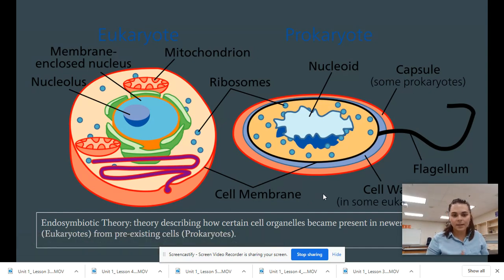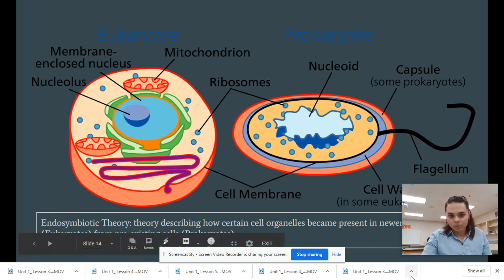On your activity today, you're going to go through and you're going to see a Venn diagram. It's going to have a list of similarities and differences, and you're going to put that in the correct order. Some of them are out of place, so you'll have to go through and make sure you put them either under eukaryote, prokaryote, or both.